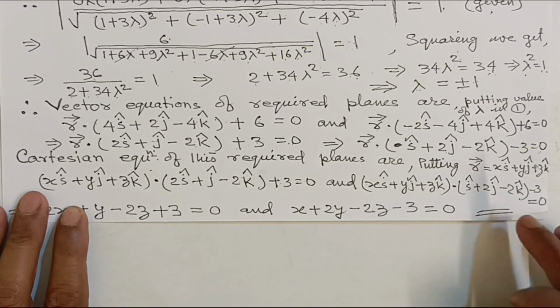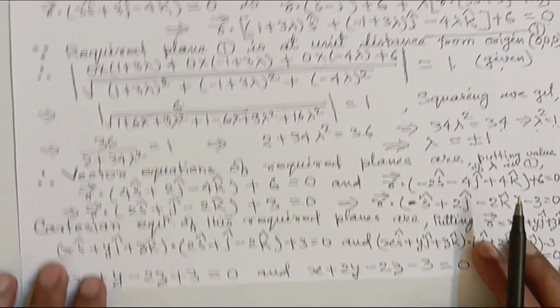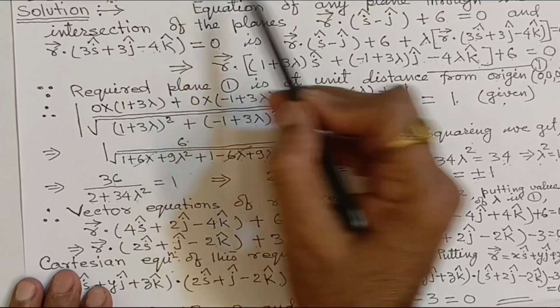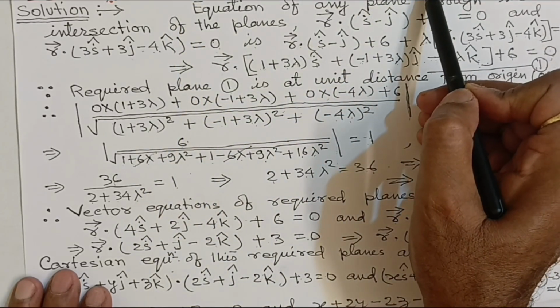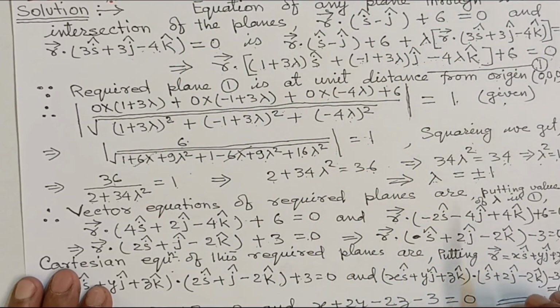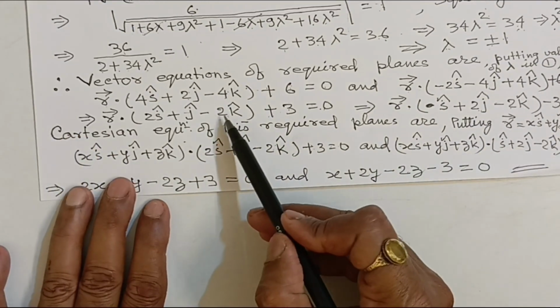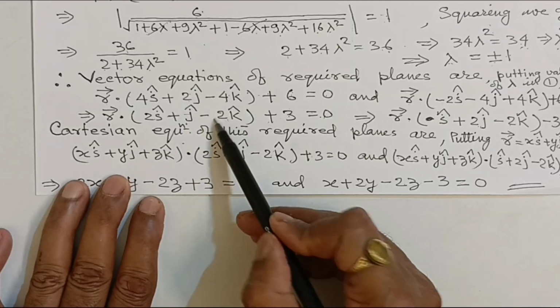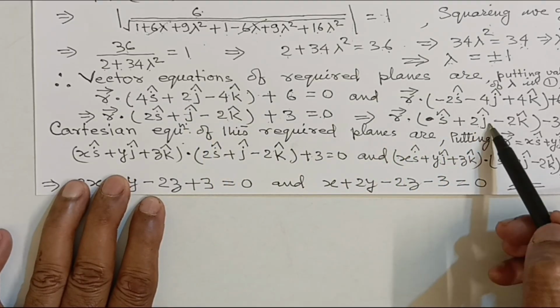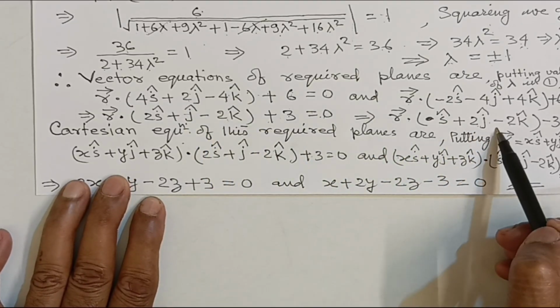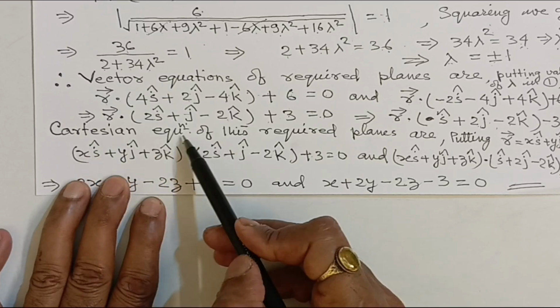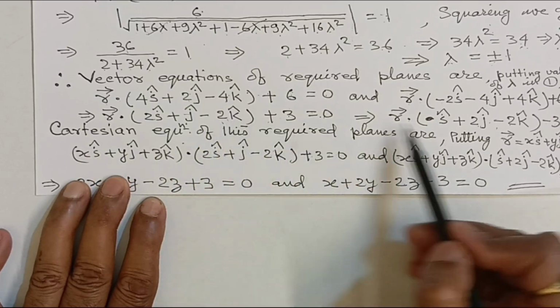There are two such planes which pass through the intersection of these two planes and are at unit distance from the origin. It is the vector equation of those planes.